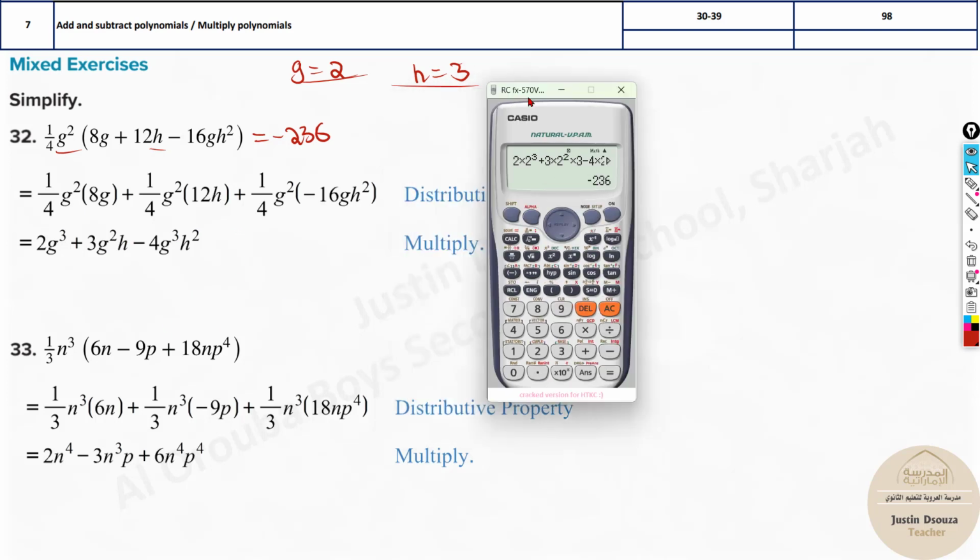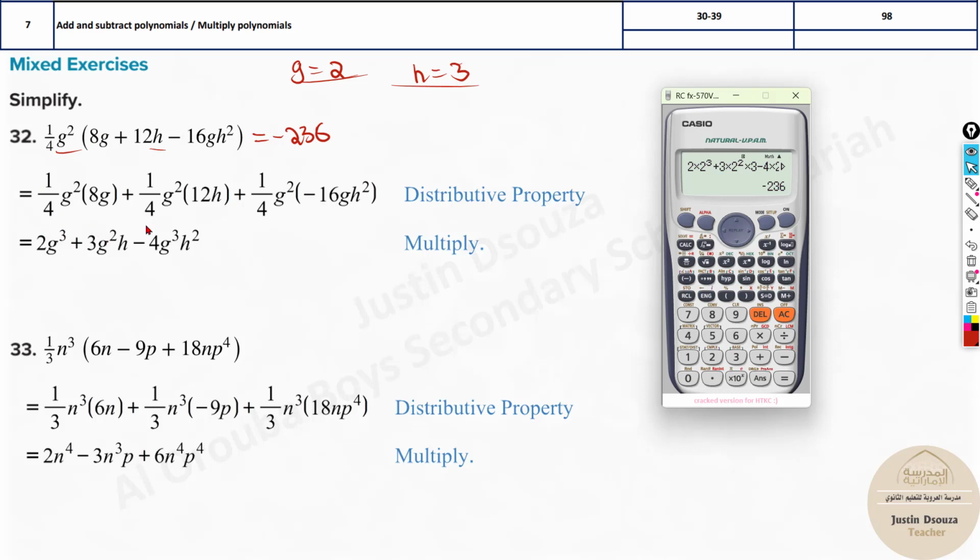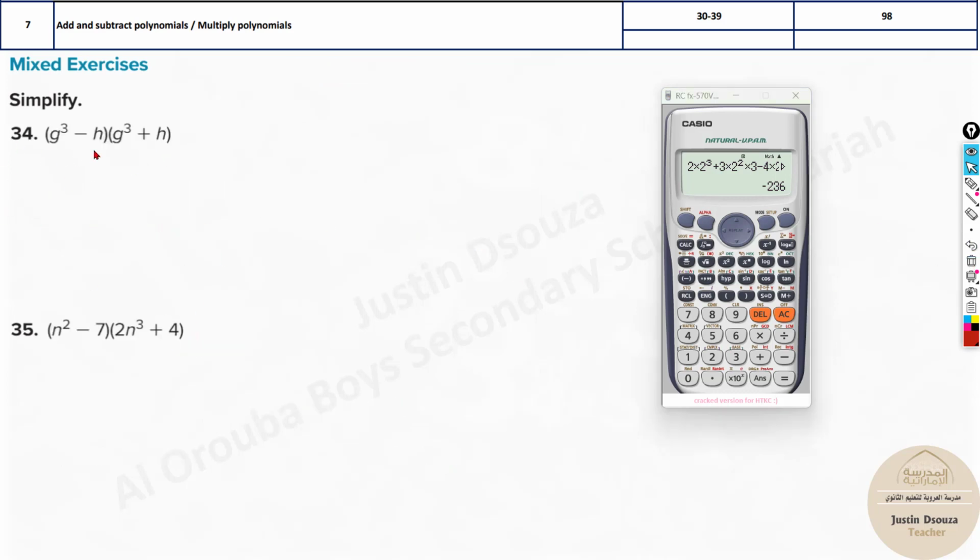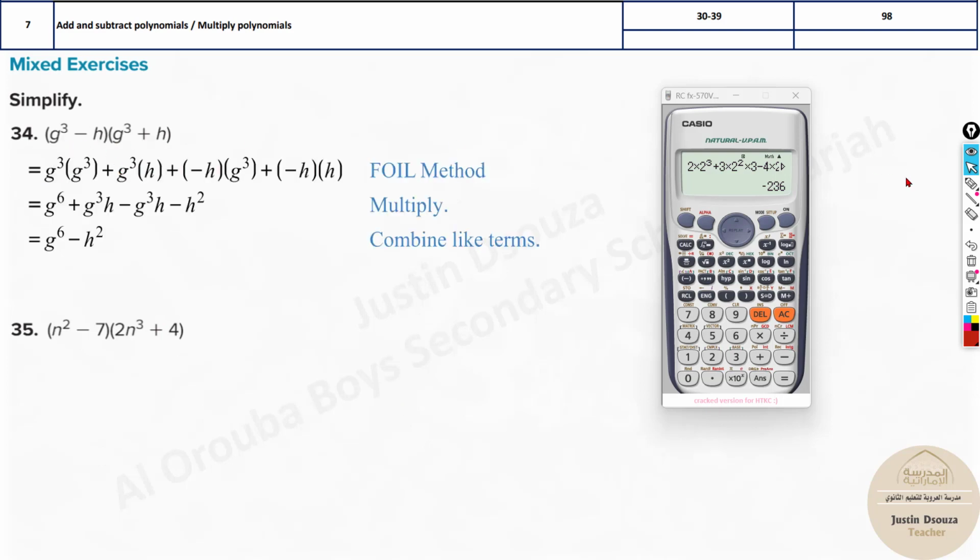But my suggestion would be just do the distributive properties and solve it by yourself, because that won't take much time over here. Same thing here. You can just start multiplying by yourselves. See, now here, let me just iterate. There are a few formulas as well.